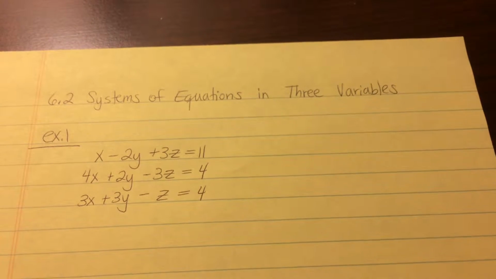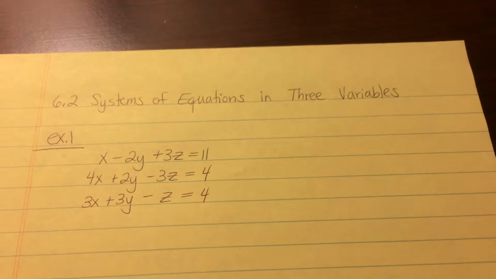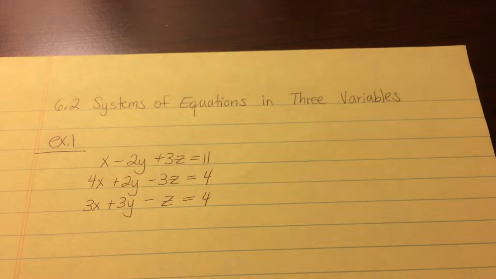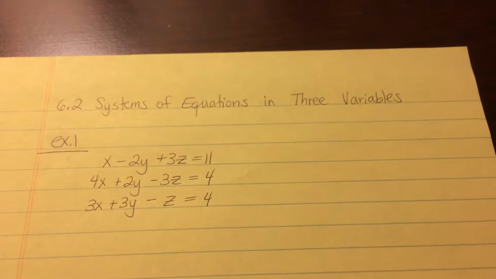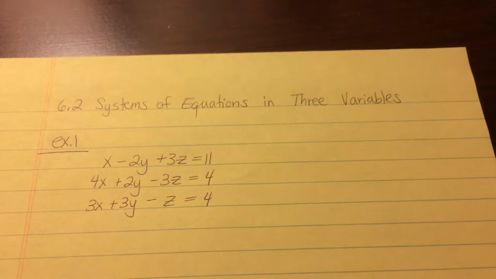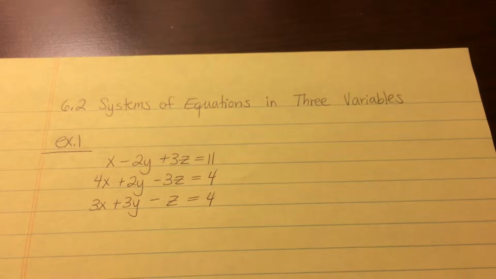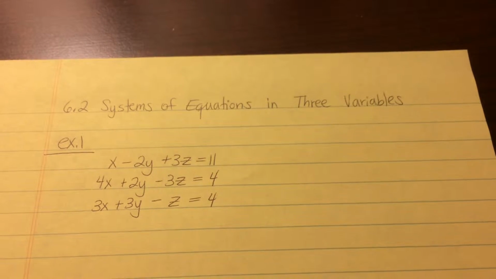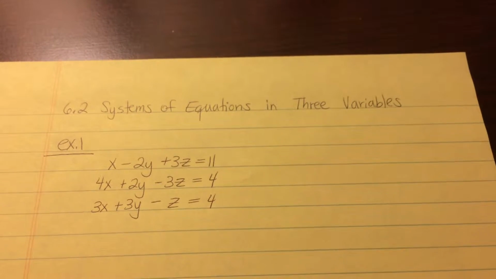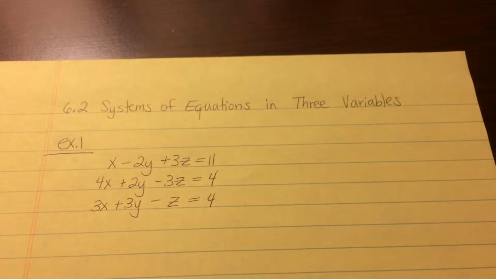This section's on 6.2, systems of equations in three variables. So in this case, we're going to solve for x, y, and z. That's why it's called three variables. So similar to 6.1, in 6.1 though, we have two variables and we have three different methods.